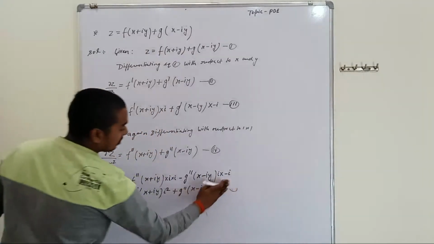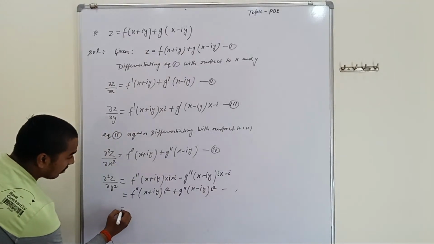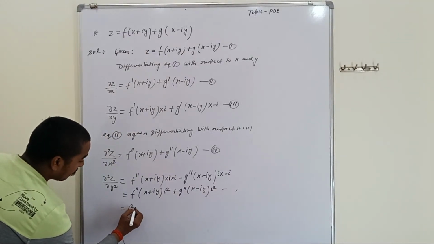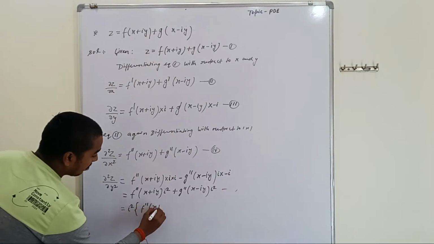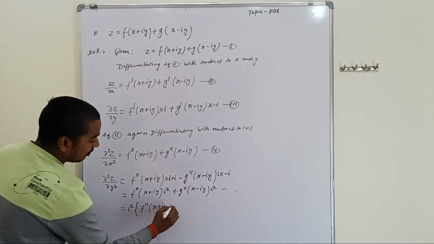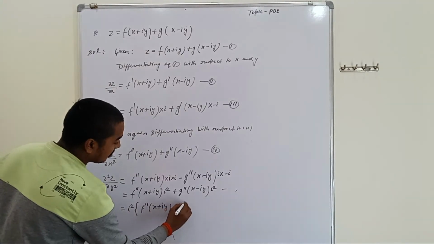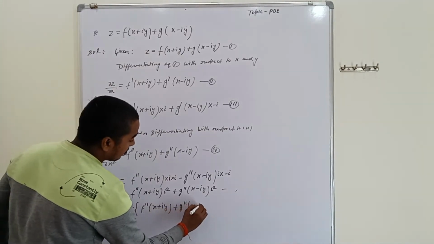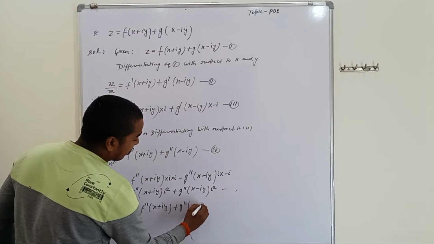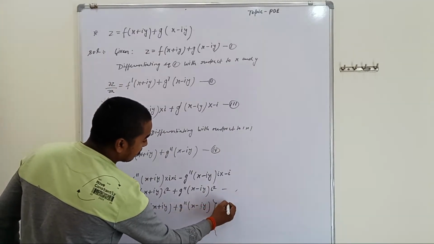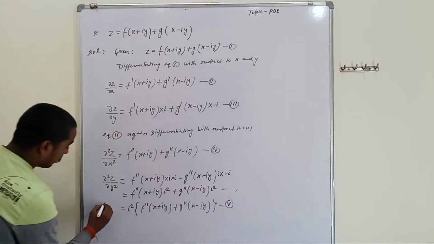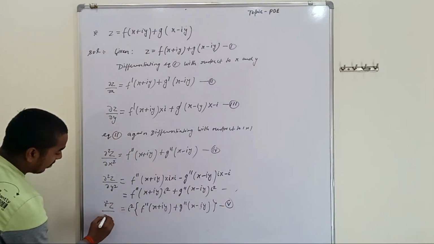Once again taking i square common, that is i square times f double dash of x plus iy plus g double dash of x minus iy. This is equation fifth, del 2z upon del x square.